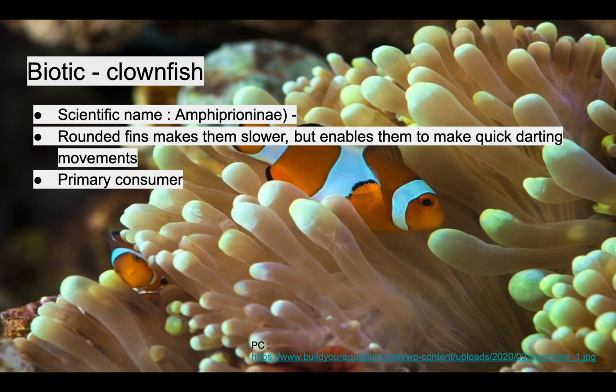Clownfish. They have rounded fins that make them slower but enables them to make quick darting movements, and they are a primary consumer.